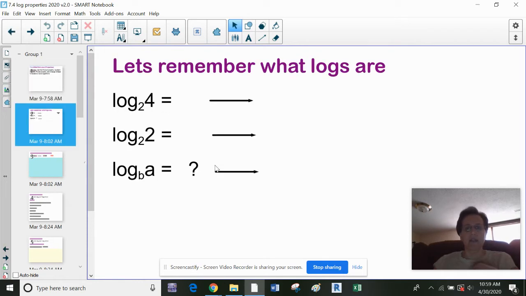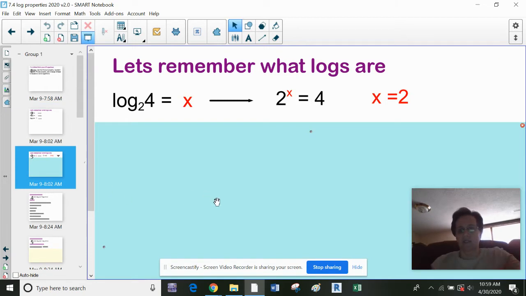Okay, let's remember what logs are. Logs are inverse operations. If you have a variable that is an exponent, how do you solve for it? Other than check and guess or graphing, you need some sort of algorithm to solve for it. And that's where logs come in. So we have 3 examples here. And what I've done is I've just put them here.